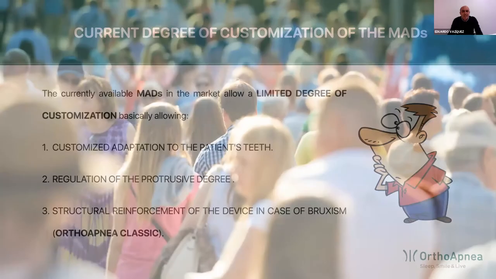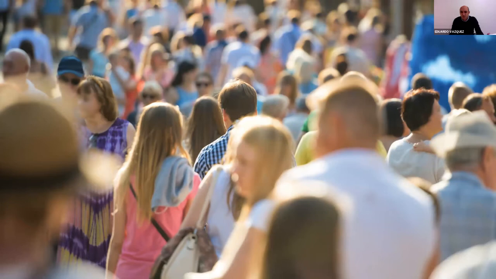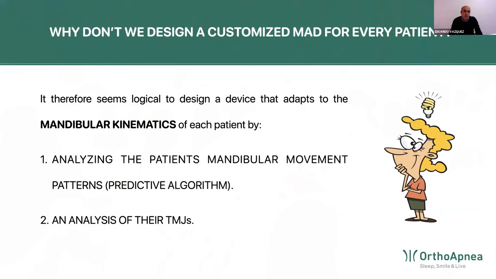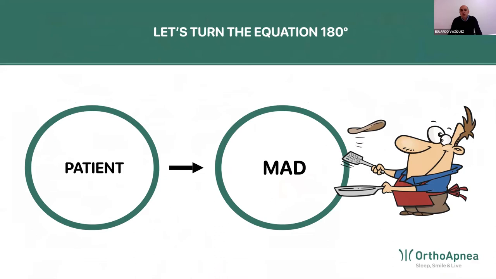And the OrthoApnea division thought that this degree of customization was clearly insufficient. We needed to go a step further. Because of that, we thought that it was logical to design a device that would adapt to the specific mandibular kinematics of the patient. We thought that the best way to do that was by analyzing the mandibular movements of the patient and also making an analysis of the patient's temporomandibular joints. So until now, it was the patient that had to adapt to the MAD. And we wanted to turn this equation around and make the MAD adapt to the patient's specific mandibular kinematics.